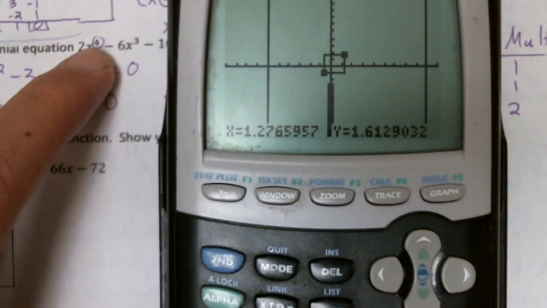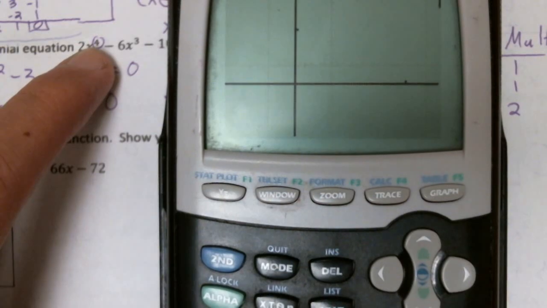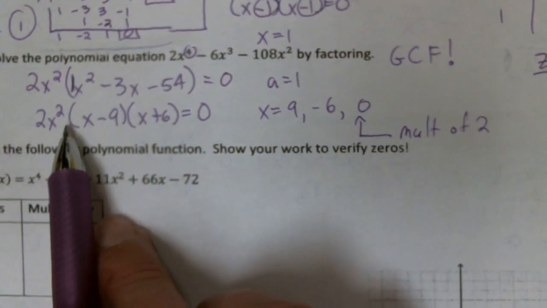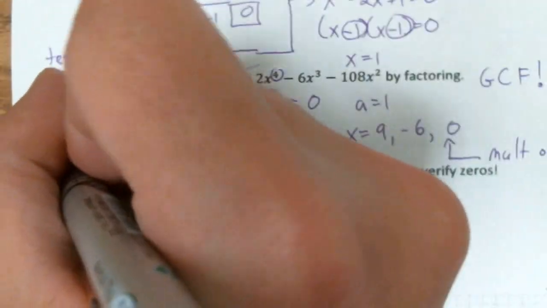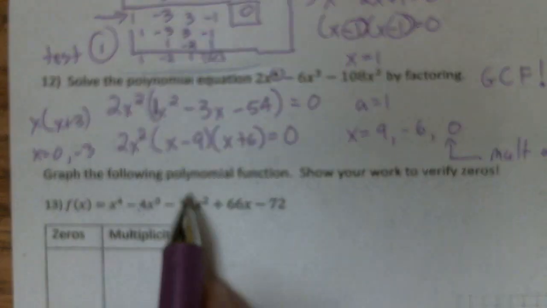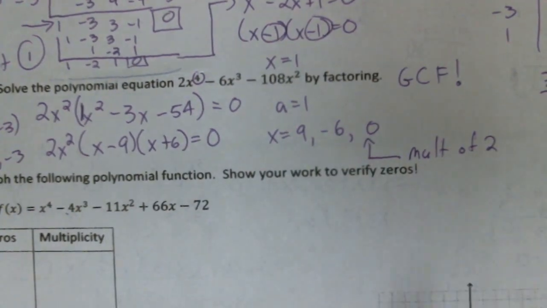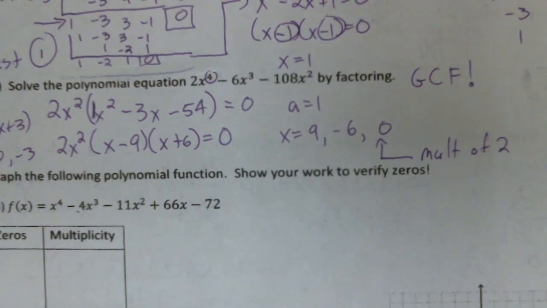Let's create the box. If it's a multiplicity of 2, guys, what's supposed to happen right there? It's supposed to bounce. It bounces at 0. It's got a multiplicity of 2. Because normally when we pull out an x, if I just pull out an x times x plus 3, then I would say my zeros are x and -3. But I pulled out 2 of them. I have an x squared. So that's why the 0 is a multiplicity of 2.